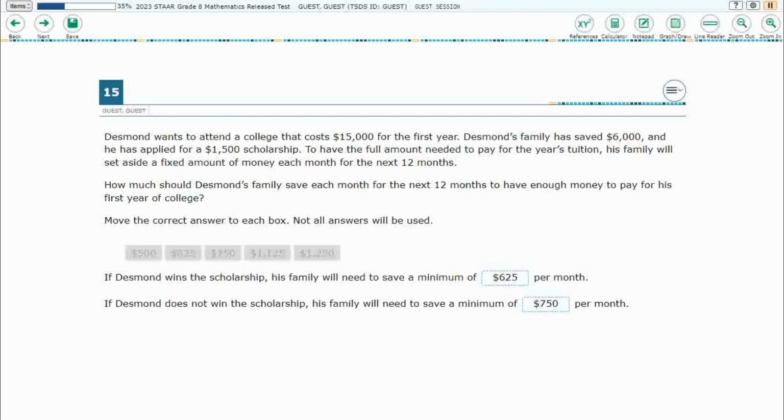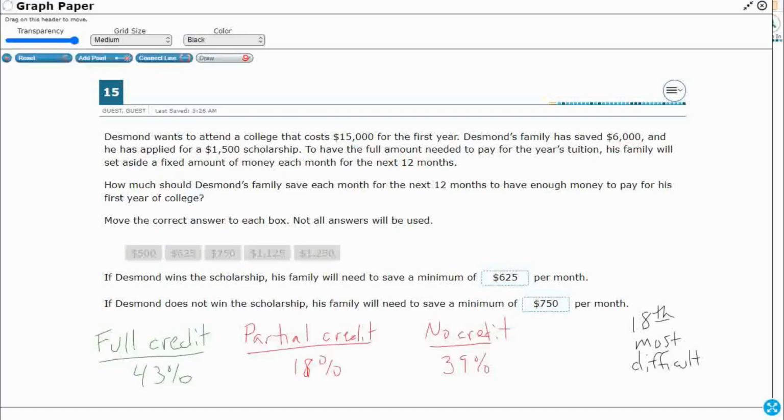Let's see how we did across the state of Texas. So this was tied for the 18th most difficult problem, so right in the middle. And as you can see, there wasn't a lot of hard calculations there. My guess is that we had, look at this, almost 40% of our students get no credit. This is a 2-point problem. You would get no credit if you swap these. If you put your 750 right here, and you put your 625 right here, you would get no credit. And that's almost the amount of students that got full credit.